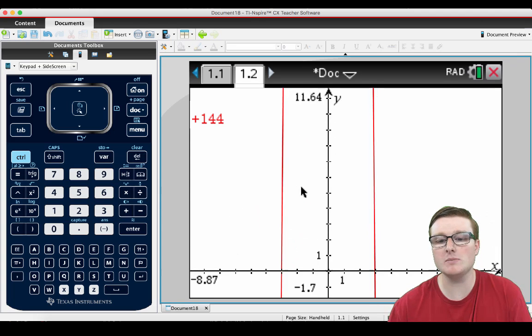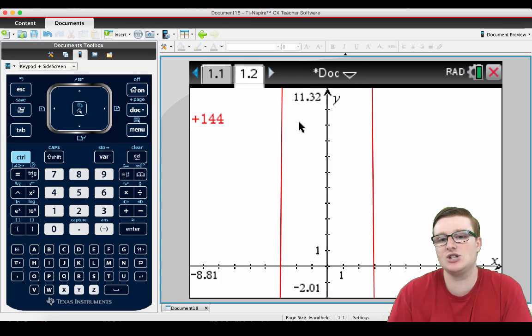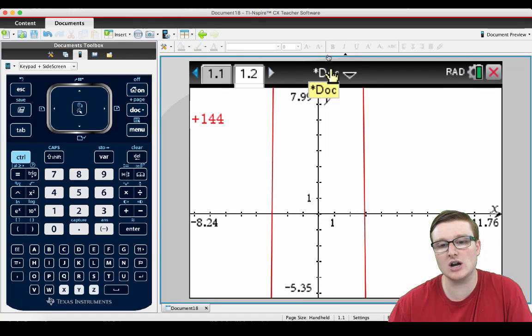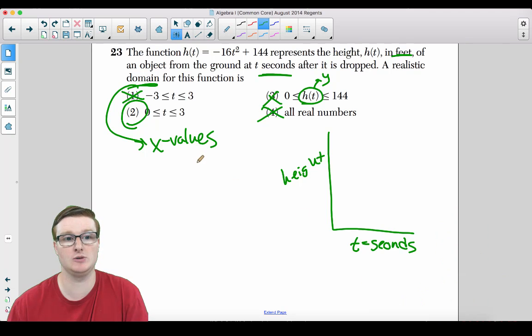But this ball could be dropped off of a cliff. You don't know. You could be standing on top of a cliff and then just dropping the object. And that's your height up there. And these will be the time of seconds that pass by. 1, 2, 3. 3 seconds passes by. Your answer is choice 2.